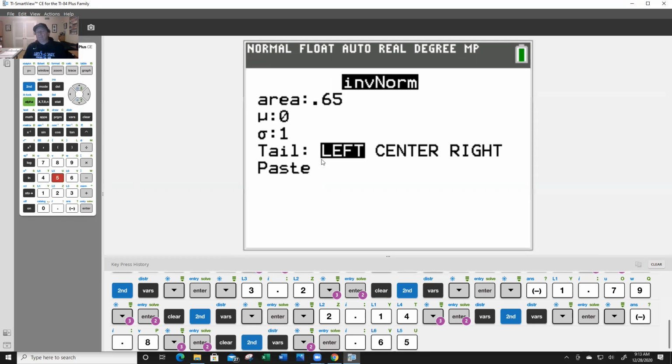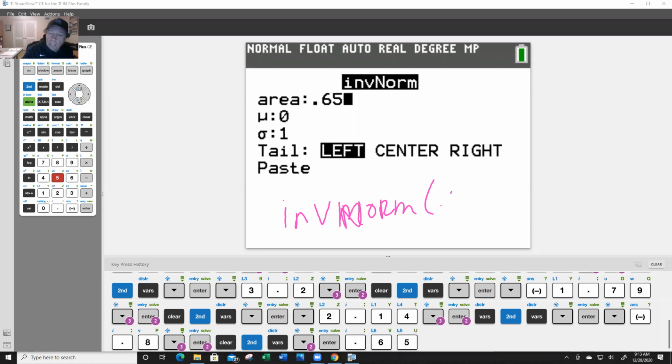0.65. Now, this calculator asks if you want it to the left of the number. I always leave it left. Just get the area below that because that's what the table does, it's to the left. Every calculator is different. You might just end up typing in inverse norm, and then 0.65, and then that's it. You might be done. After that, depending on your calculator, you have to play with it a little bit.